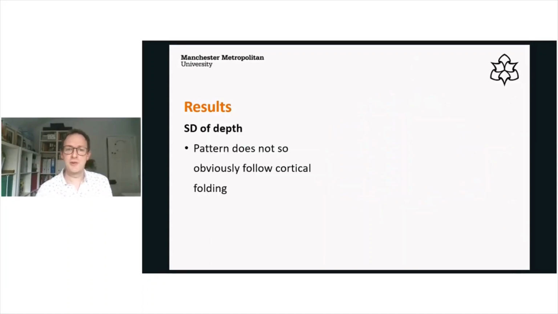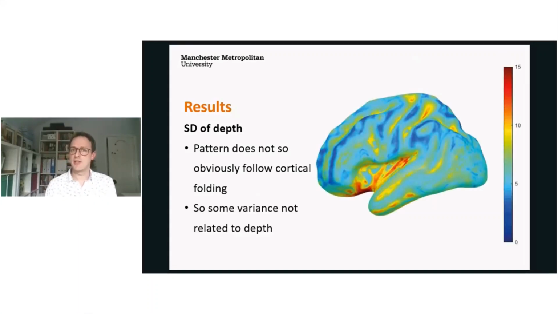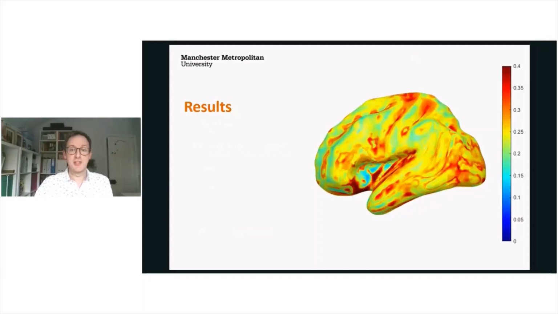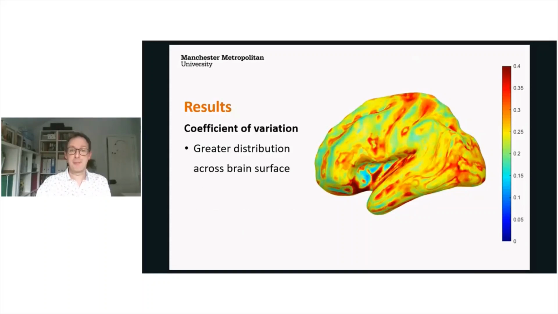Now, if we talk about the standard deviation of depth, the pattern isn't quite so obviously mapped onto cortical folding. Why would that be? It means that there's some variance introduced into this measure that is not related primarily to depth. The way to spot that is to divide the standard deviation image shown here by the mean image shown in the previous slide to get this image, which is the coefficient of variation. Now, the coefficient of variation suddenly has a much wider distribution across this brain surface.